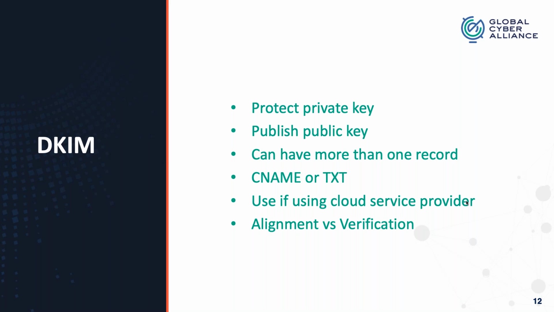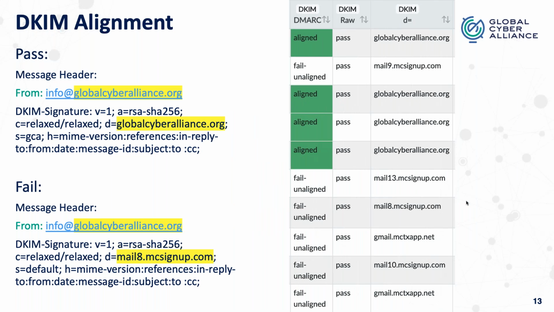And then alignment versus verification also applies to DKIM. There's a difference between the two. And remember, this is where we're looking at the message headers. So the from address, the from domain, needs to match the domain in the DKIM signature. So as long as both of those match, then your DKIM is aligned. DKIM verification is just going to look at the DKIM signature, find the domain in the DKIM signature, and then look up that domain for the DKIM public key and see if they can find the public key for that. And that's why it'll always pass. And I shouldn't say always, but in most cases, it's going to pass.